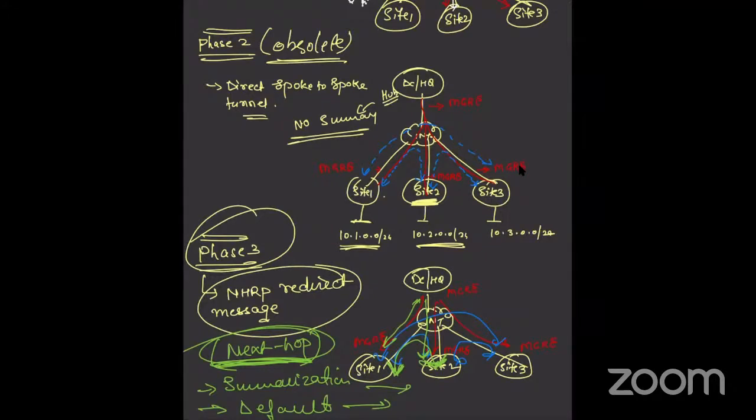So again, phase 3 supports summarization and default routing, so your routing tables can be smaller. Okay, you don't need the specific entries for the subnets. And your next hop IP doesn't matter because the routing entry is already there.